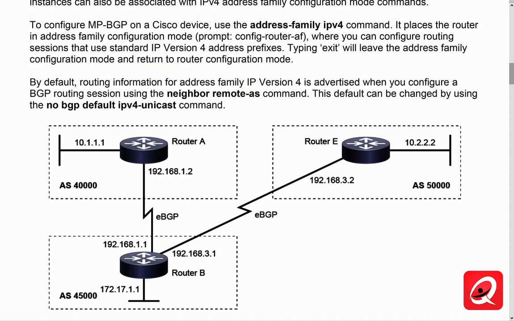Our goal is to understand the general concepts and to see how those might apply in a high-level design scenario. To configure multi-protocol BGP on a Cisco device, you need to use the address family command, much like you would see with EIGRP named mode, where you have address family configurations, or in OSPFv3, where you might have address family configurations. We use the address family IPv6 command.